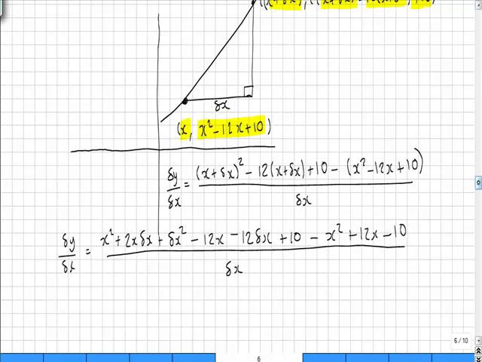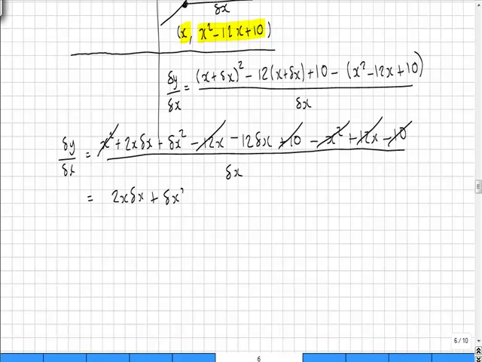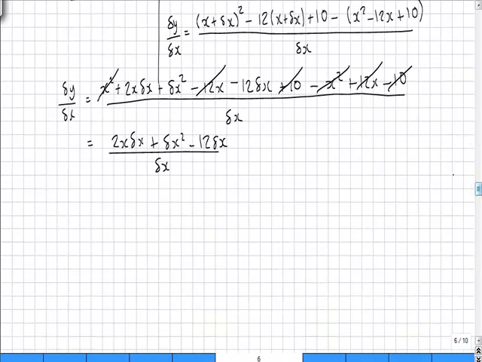We're now left with that fairly daunting numerator, but then on second glance we can see the x squared and minus x squared cancel, minus 12x and plus 12x, plus 10 and minus 10. So then we can see we end up with 2x delta x plus delta x squared minus 12 delta x all over delta x. At this stage you should realise that delta x is common in every term, so we can divide through by delta x to give us 2x plus delta x minus 12.